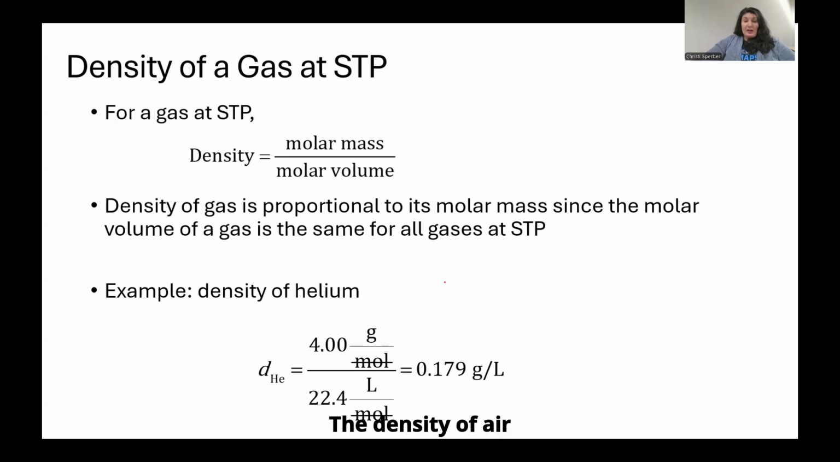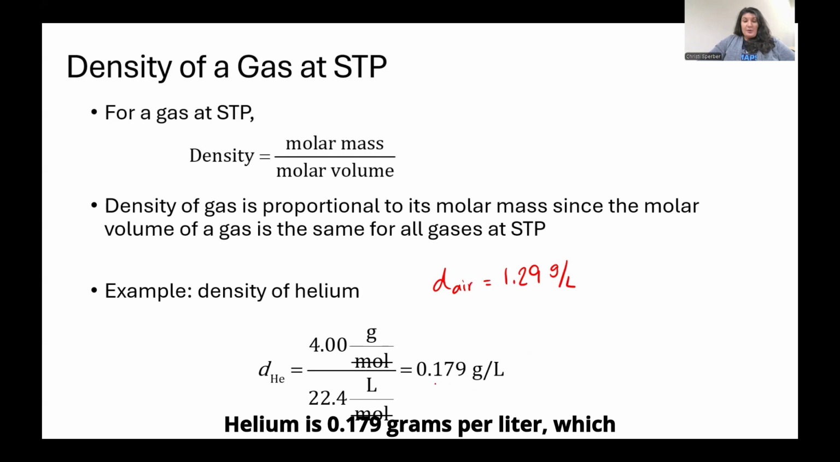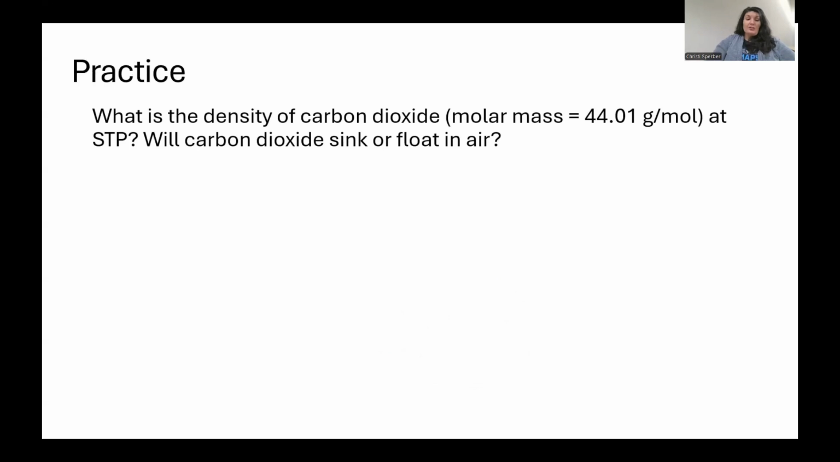The density of air at STP is 1.29 grams per liter. Helium is 0.179 grams per liter, which is much less than 1.29, and that tells us why helium floats in air, because it's much less dense. So practice: what's the density of carbon dioxide at STP? And will carbon dioxide sink or float in air?